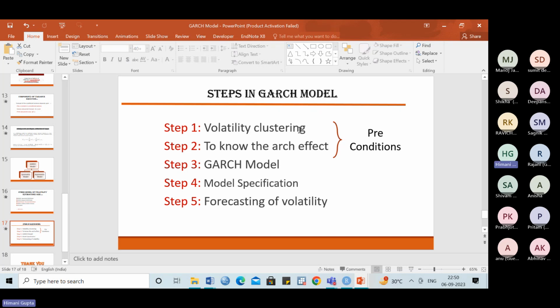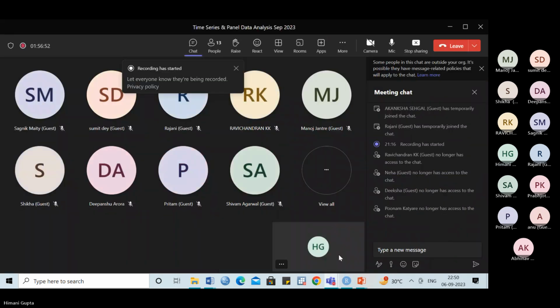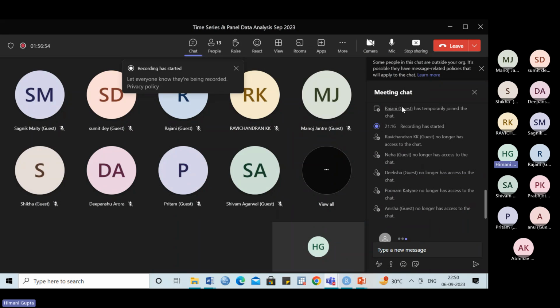Now, any doubt in the basic theory of ARCH and GARCH? Any doubt? No doubt? No, madam. No. No doubt? No one is having any doubt?